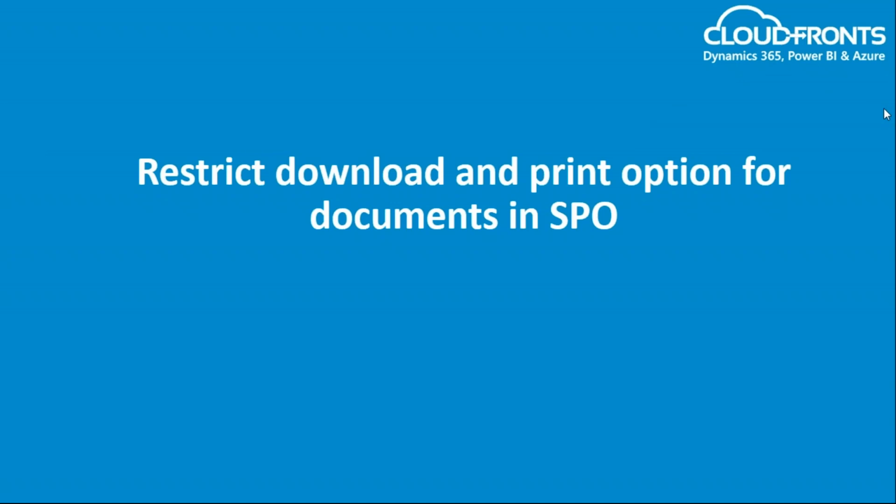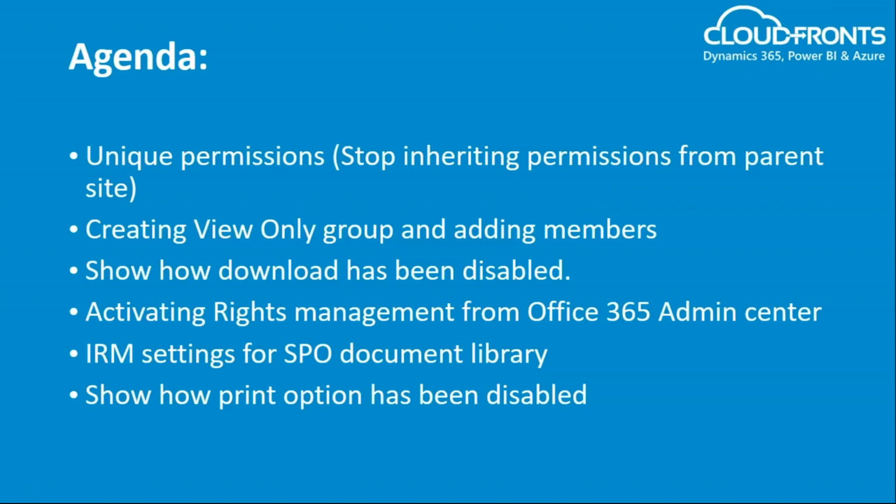So welcome once again to our today's session. Let's proceed and check the agenda. First, we're going to talk about unique permissions. Then how to create a view only group for a subsite or site, and then adding members to it. Then we'll show how the download option gets disabled, and activating rights management from the O365 admin center, information rights management IRM settings for SharePoint Online document library, and show how the print option has been disabled.